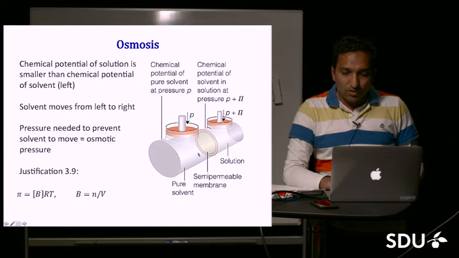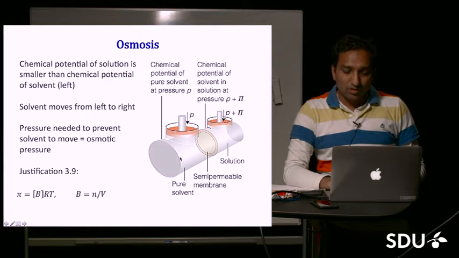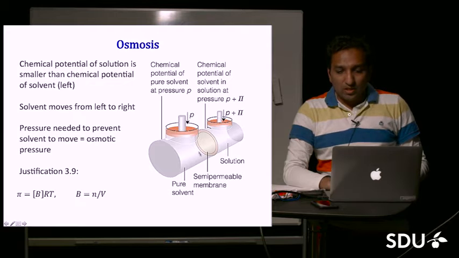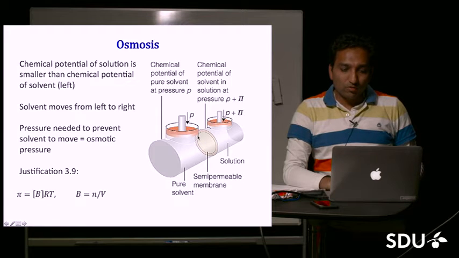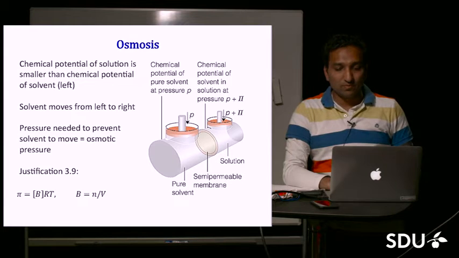It has two chambers separated by a semi-permeable membrane. On the left hand side of this setup is a chamber with pure solvent. On the right hand side is a chamber with a solution. Now, if this membrane is permeable only to solvent, let's assume that the solvent is water, then solvent will flow from the left hand side to the right hand side because the chemical potential of the pure solvent is higher than the chemical potential of the solvent in this solution.